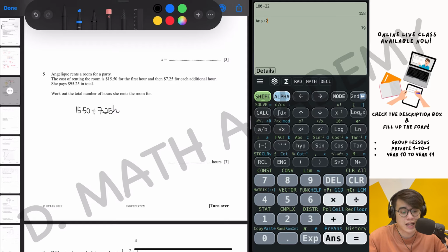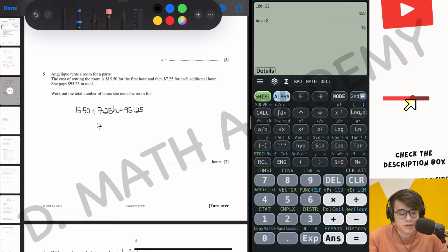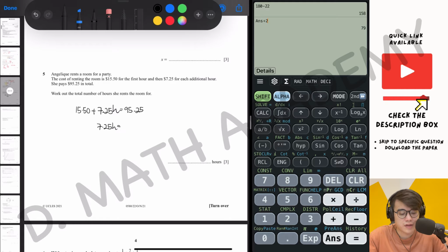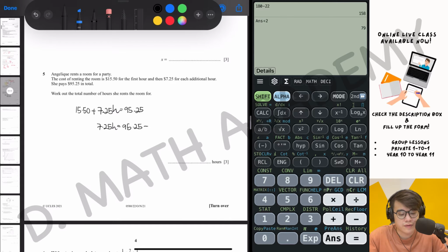So I set it as H here. Meanwhile, we have a balance of 95.25. So to get your calculation done, we will take 95.25 minus it off with 15.50 first.